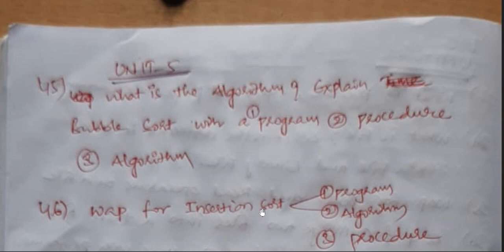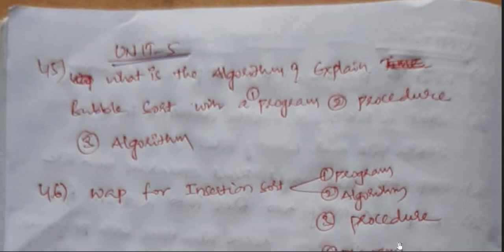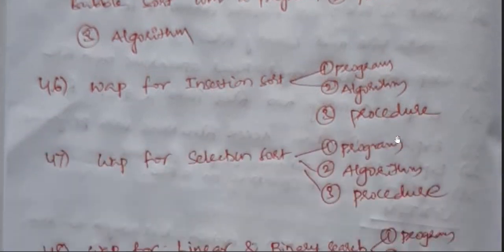Similarly, for insertion sort, they may ask a program or algorithm or procedure. If they ask procedure, in that we have to write an example. We have to explain with elements or numbers step by step. Okay, how we arrange the numbers in logical order, either ascending order or descending order. We have to explain with the elements or numbers in the procedure.